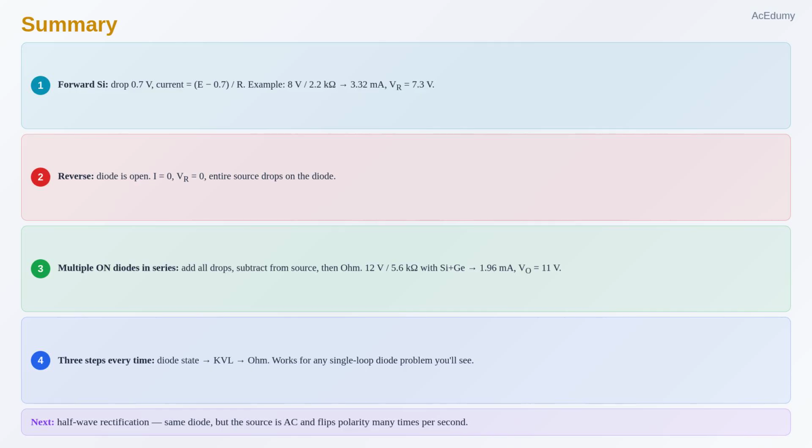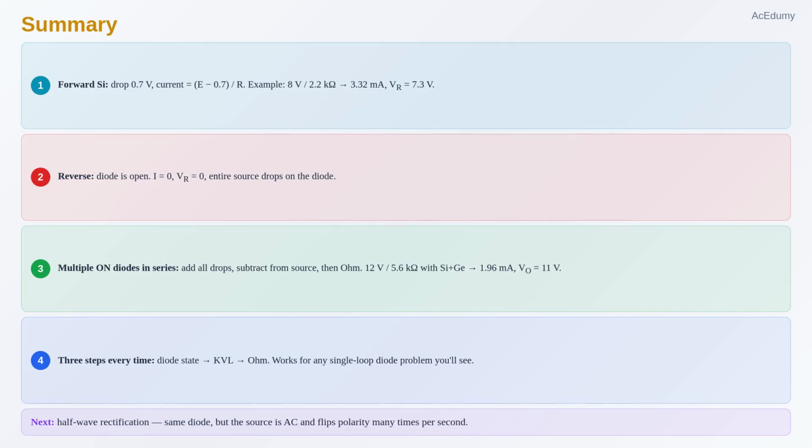Second, apply Kirchhoff's voltage law around the loop. Source voltage equals the sum of all the drops. Third, use Ohm's law on the resistor to find the current. 3 steps. Always the same 3 steps. Now you have a procedure that works on every single loop diode problem you will see.